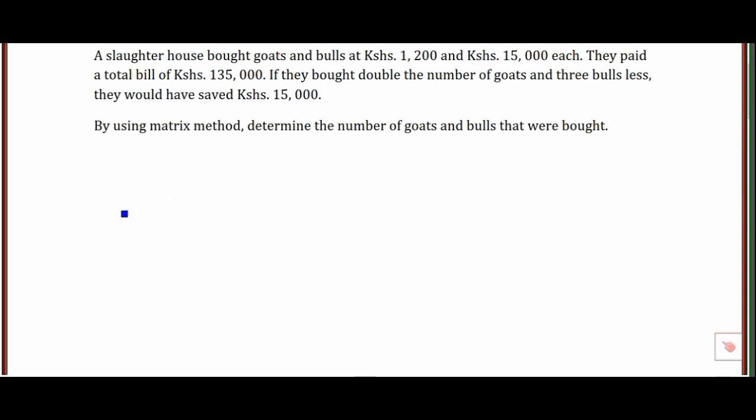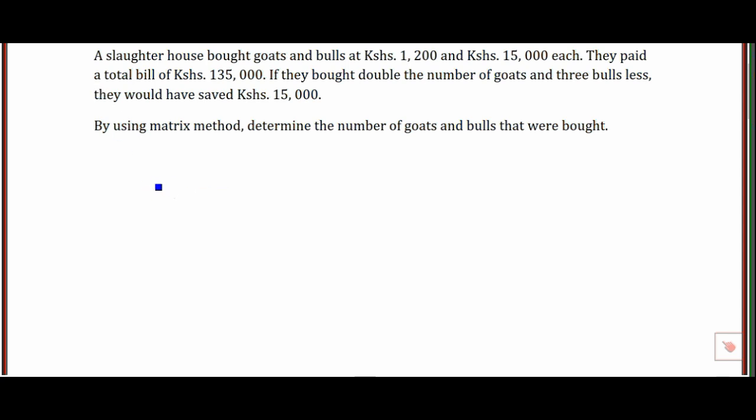Today I want us to look at application of matrices to solve such questions. Like in this question here, the question says, a slaughterhouse bought goats and bulls at 1,200 Kenyan shillings and 15,000 Kenyan shillings each. They paid a total bill of 135,000 Kenyan shillings. If they bought double the number of goats and 3 bulls less, they would have saved 15,000 shillings. Now, how do we apply matrices to solve this question?